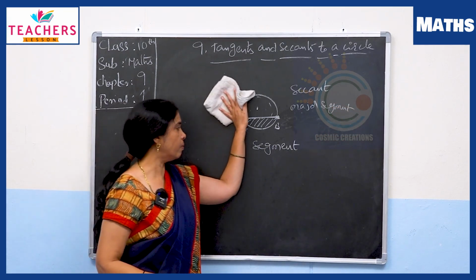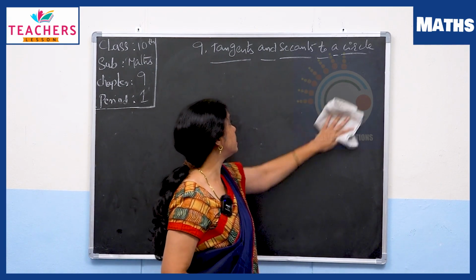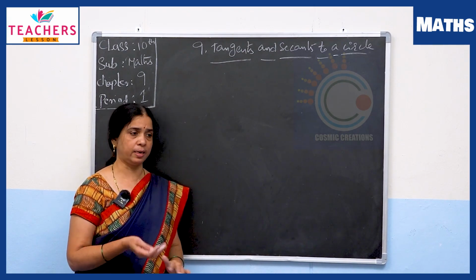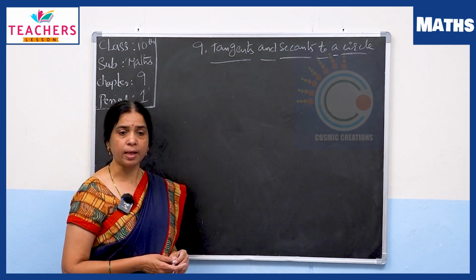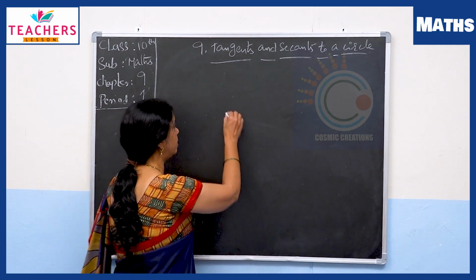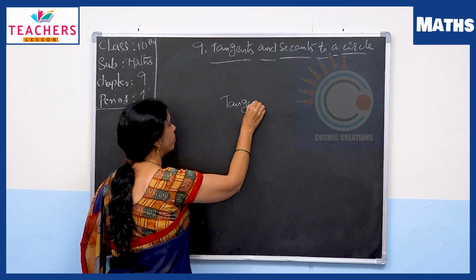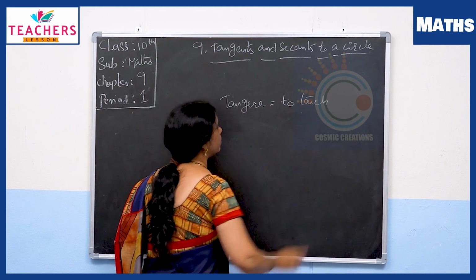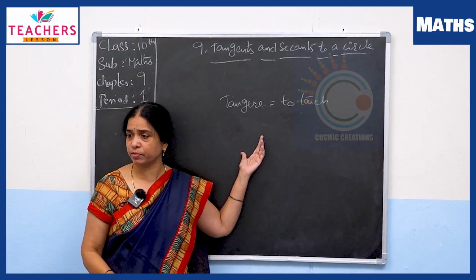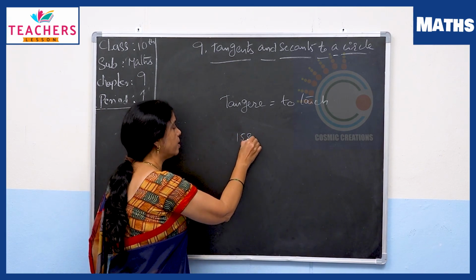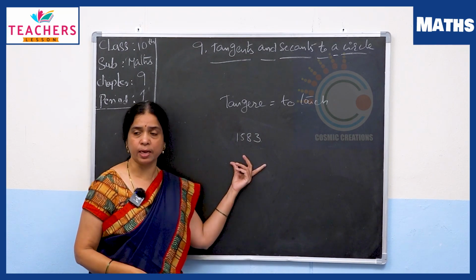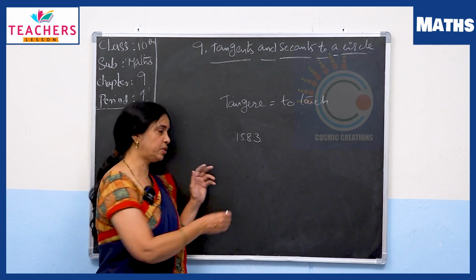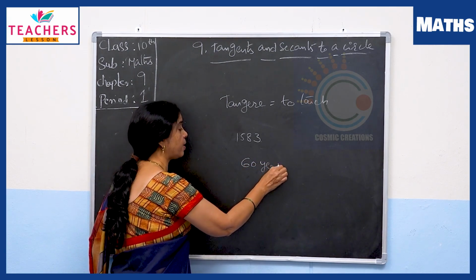Now, today our lesson is tangents and secants to a circle. The word tangent came from a Latin word tangere, which means to touch. It was introduced by a Danish mathematician Thomas Finke in 1583. He worked as a professor at Copenhagen University for 60 years.